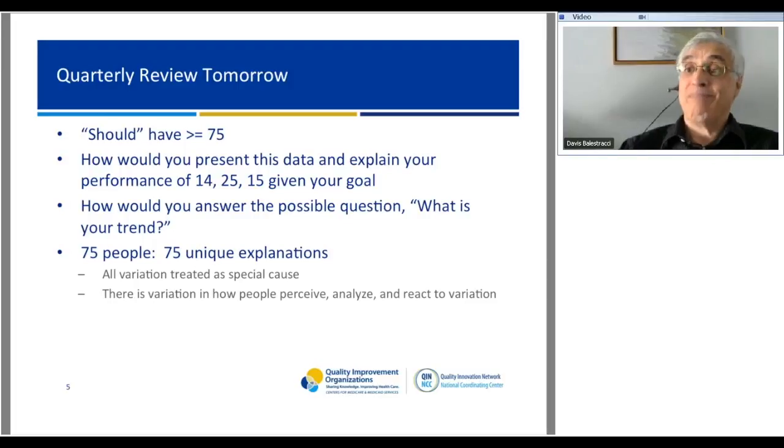And here's my point. There's human variation here. There is variation in how people perceive, analyze, react to, and interpret variation. What if we could apply some of the principles I've been teaching to say there's only one way? And I could have that room, as you will see shortly, I'll have that room of 75 people on the same page within seconds.